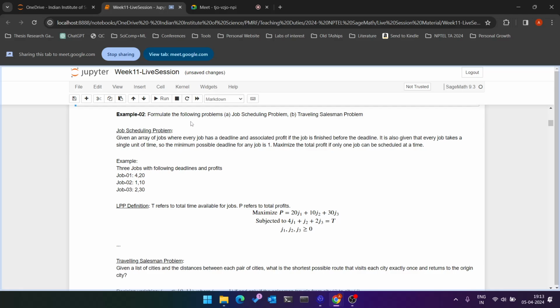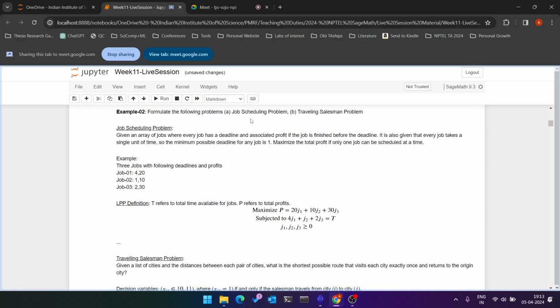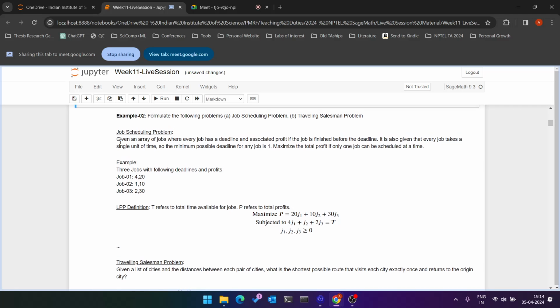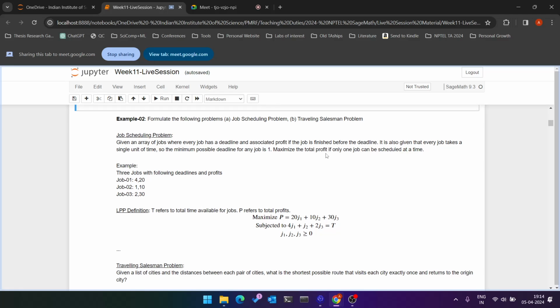We have been asked to formulate a few problems which are famously known. First is the job scheduling problem. The statement of this problem reads: given an array of jobs where every job has a deadline and an associated profit if the job is finished before the deadline, and every job takes a single unit of time so that the minimum possible deadline for any job is 1, maximize the total profit if only one job can be scheduled at a time.